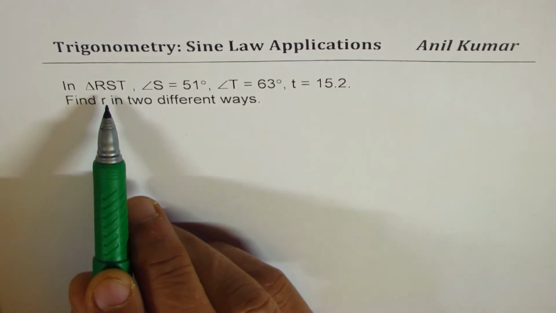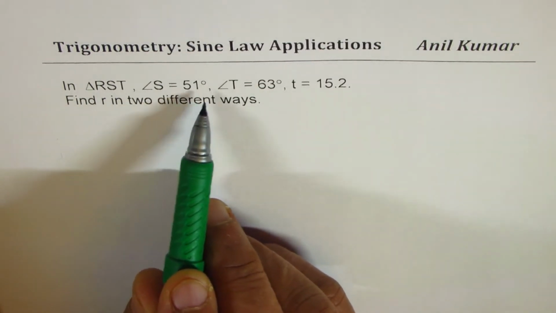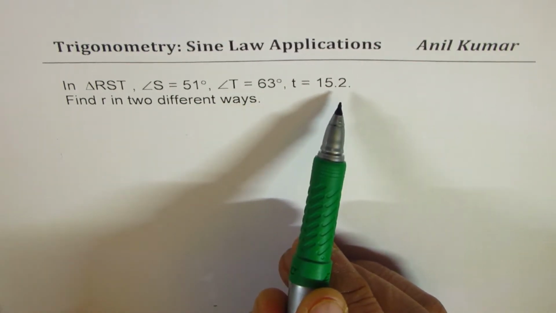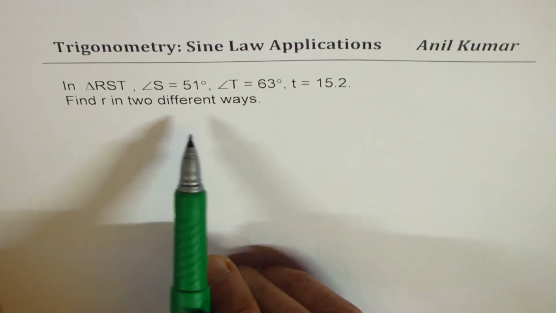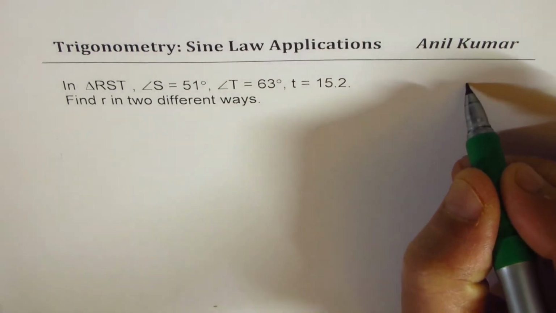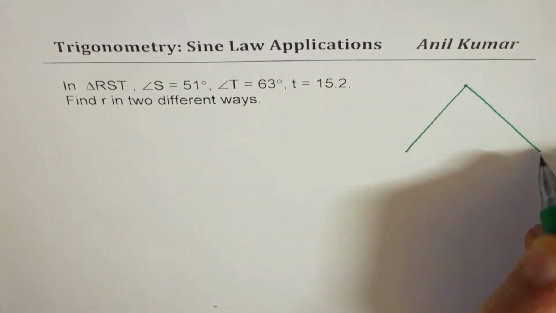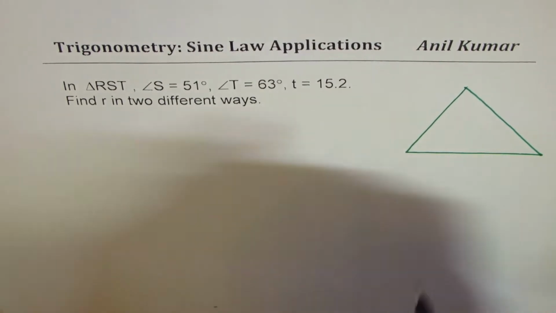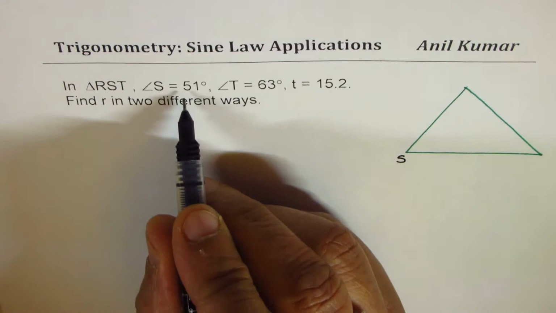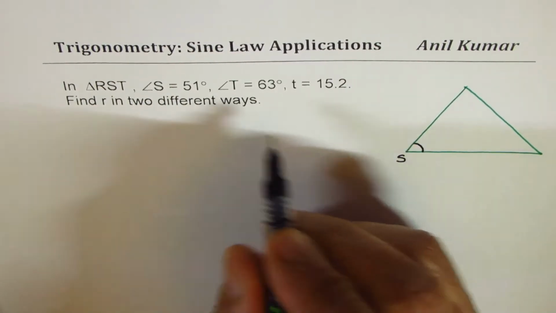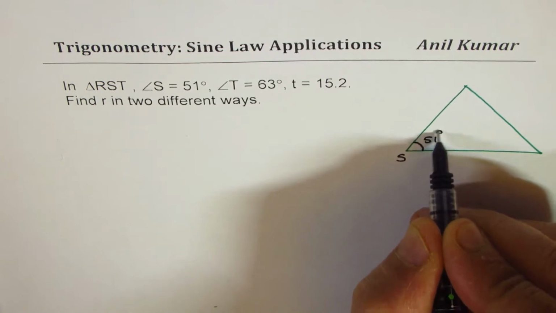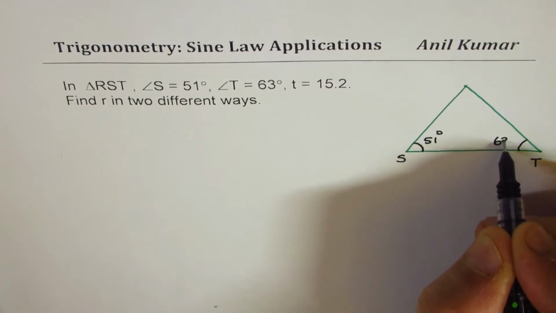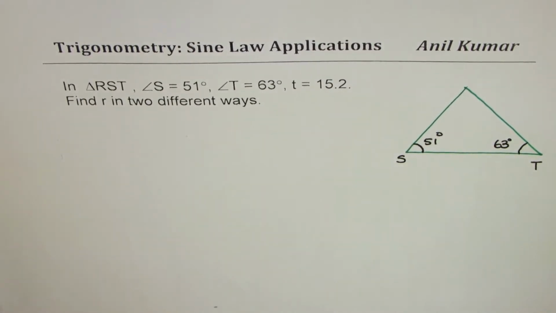In a triangle RST, angle S is equal to 51 degrees, angle T equals 63 degrees, and the side t is 15.2. Find r in two different ways. So let's make a triangle. Let us say that the base is ST. One of the angles given to us is 51 degrees. Let me write S as 51 degrees, T as 63 degrees. Well, it is not to scale.